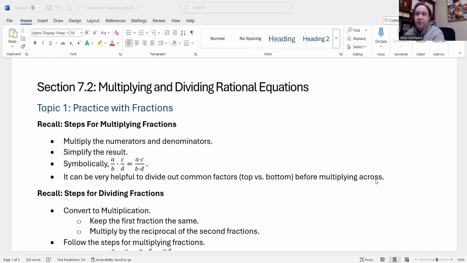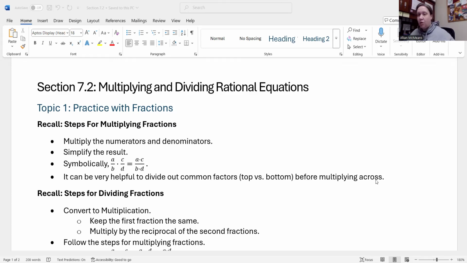First of all, the steps for multiplying fractions: you multiply the numerators and denominators and then simplify. Symbolically, if we had a over b times c over d, that would equal a times c over b times d. However, when you're dealing with fractions, it's much easier if you cancel common factors before you do the multiplying. And that's exactly what we're going to see when we talk about rational expressions.